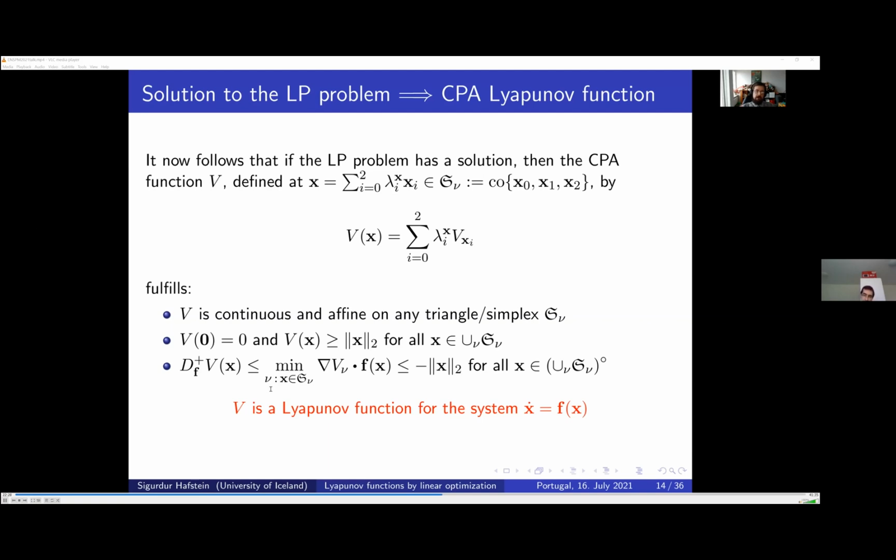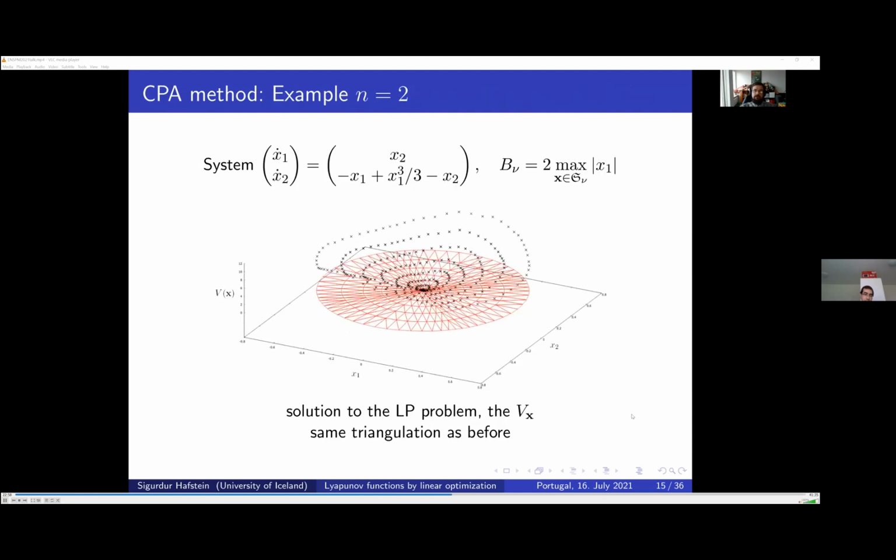Taking this minimum over all ν's is only important because some points belong to more than one triangle. And since this is checked for every triangle, this will truly hold. And from this, it follows that V will really be a Lyapunov function for the system. And note that it is a true Lyapunov function. It's not an approximation to a Lyapunov function, which wouldn't be very useful. It truly is a Lyapunov function.